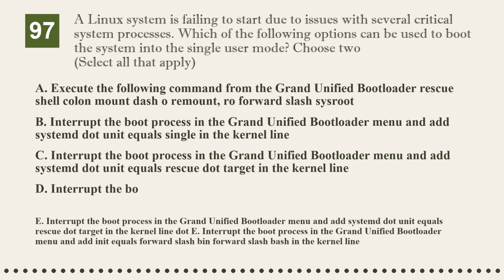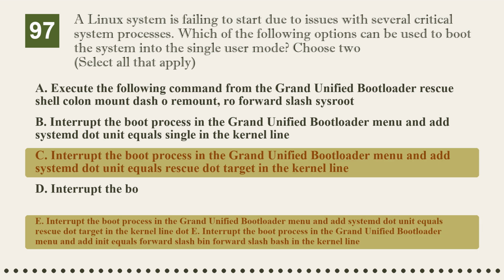Option B, interrupt the boot process in the Grand Unified Bootloader menu and add systemd.unit=single in the kernel line. Option C, interrupt the boot process in the Grand Unified Bootloader menu and add systemd.unit=rescue.target in the kernel line. Option D, interrupt the boot. Option E, interrupt the boot process in the Grand Unified Bootloader menu and add init=/bin/bash in the kernel line.